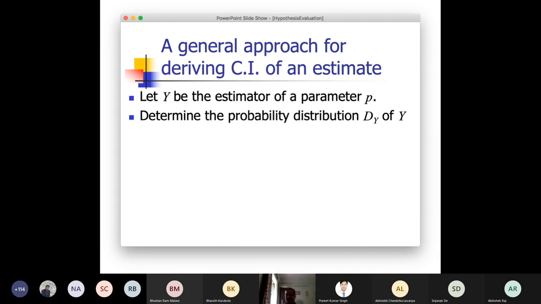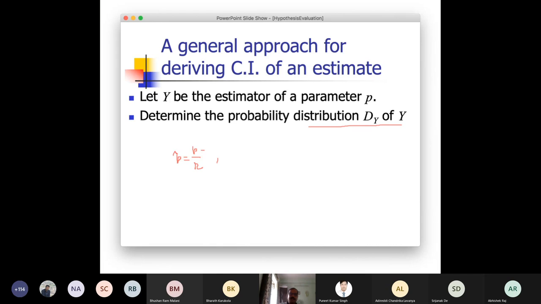In our context, if I consider an estimator like r by n, r by n was our estimator of parameter p. What is p? p is the probability that a sample is in error. That is the Bernoulli process I told you. Now, if I consider n trials, then it becomes a binomial distribution, as I have already mentioned. So the probability distribution of y is actually a binomial distribution.